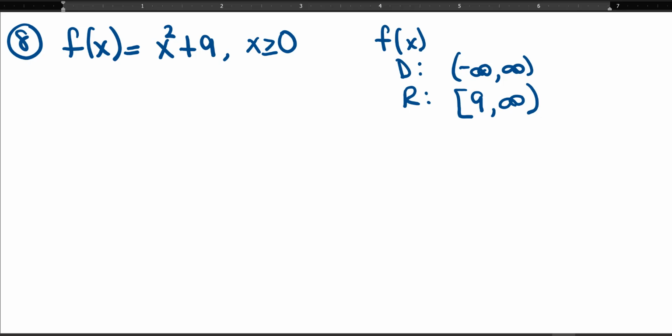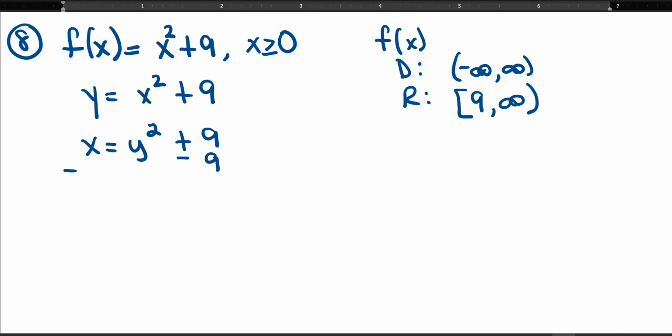Let's find the inverse function. Let's replace f of x with y. We have y is equal to x squared plus 9. Interchange the x and y. We have x is equal to y squared plus 9. Solving for y, we're going to subtract 9 from both sides, and we have x minus 9 is equal to y squared.